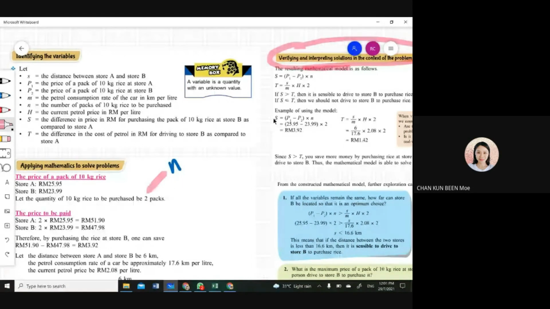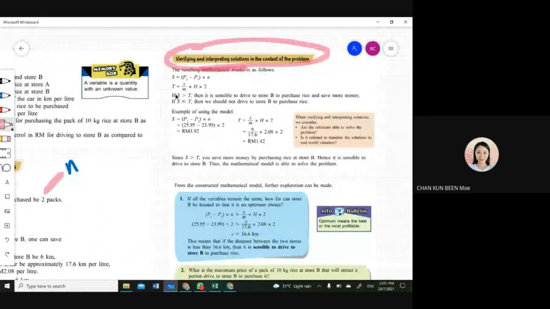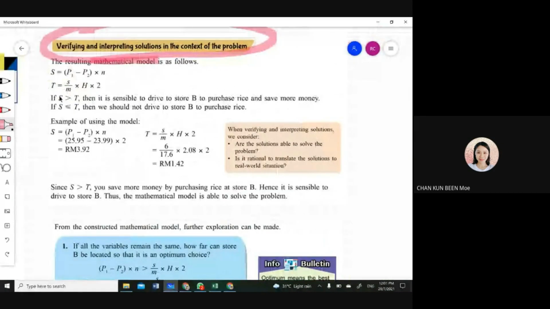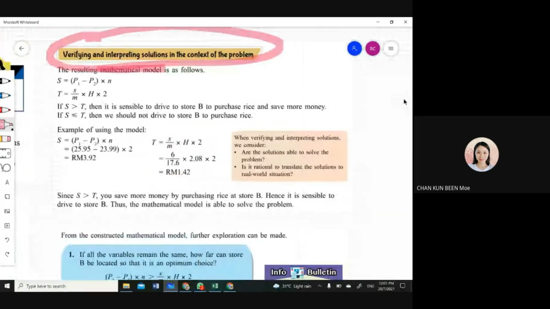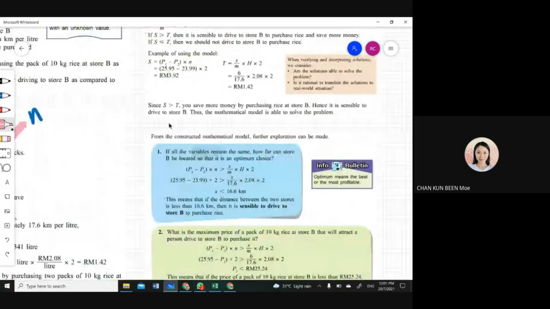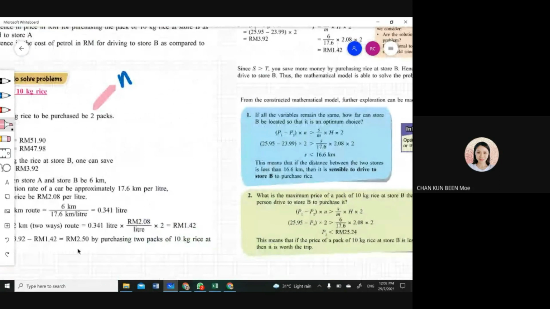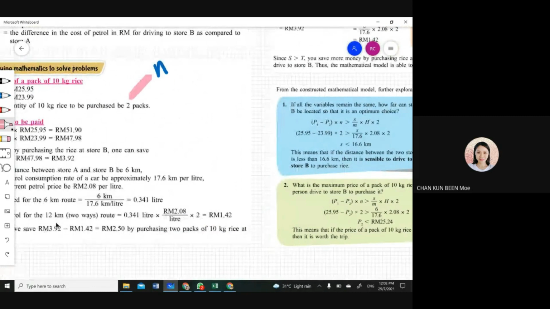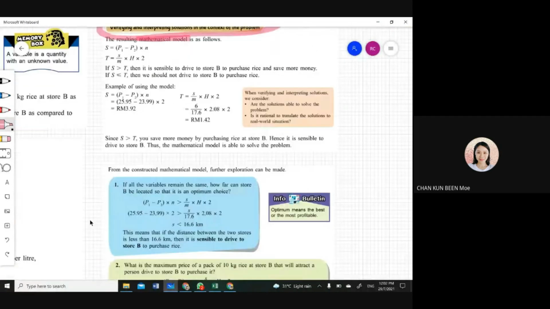Okay, now go back here. If S is greater than T, meaning that the difference of the price of buying the rice is greater than the cost of petrol, then it is sensible to drive to store B to purchase rice and save more money. Because you still can save how much just now? If you see, you still can save 2 ringgit 50 cents because the savings for the pack of rice after you deduct the cost of petrol, you still can save 2 ringgit 50 cents.